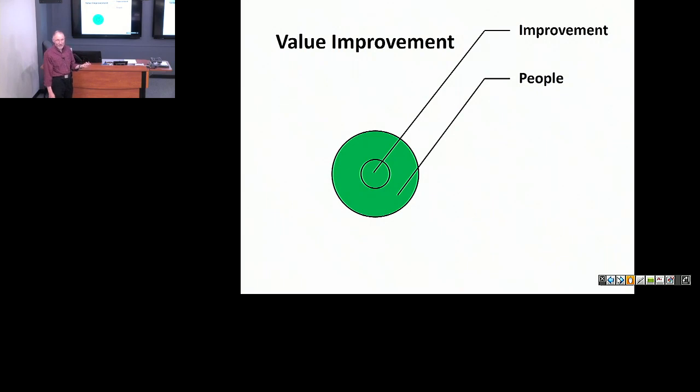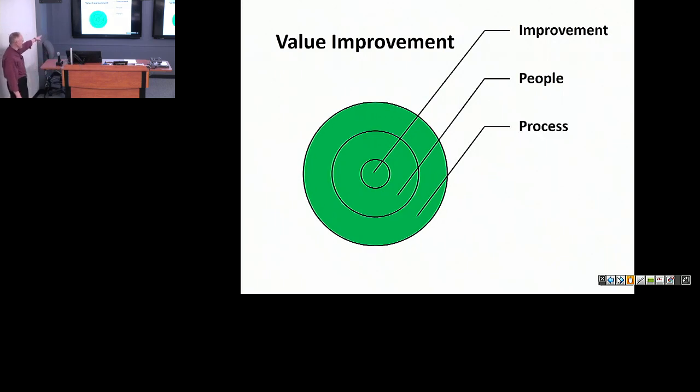What's the next thing on improving? Process, right? Process is very, very important. In fact, the focus really is on process and the people then executing that process and improving that process. So process is a big part of how we go about the improvement. In going about the improvement, we talk about people a lot, we talk about process a lot, and then there's one more circle.